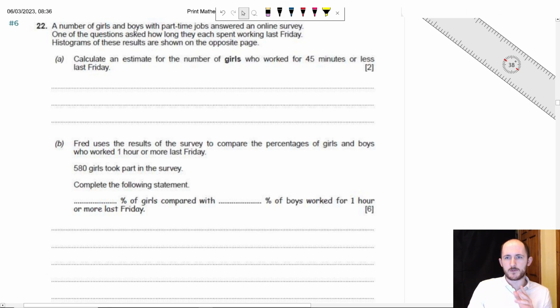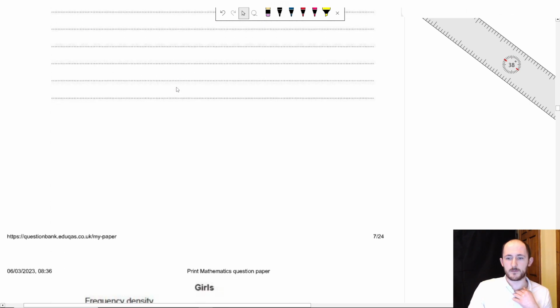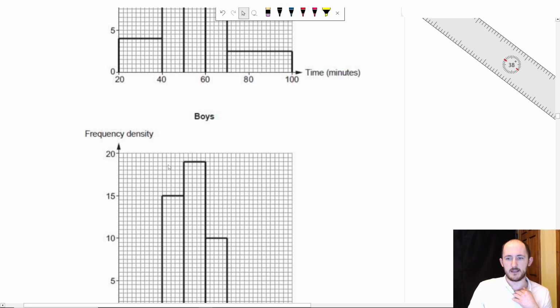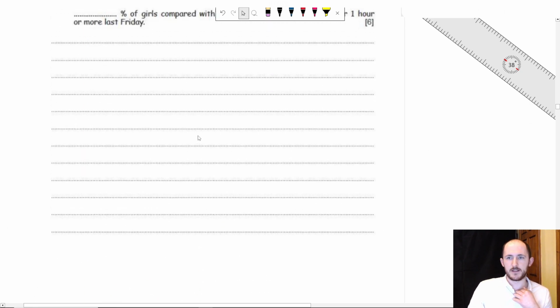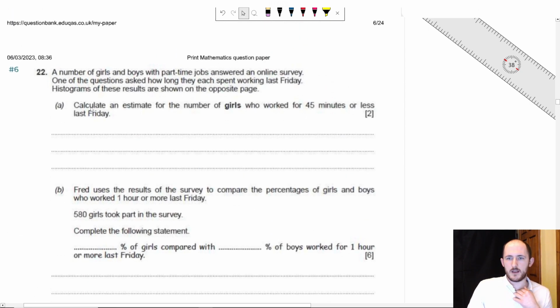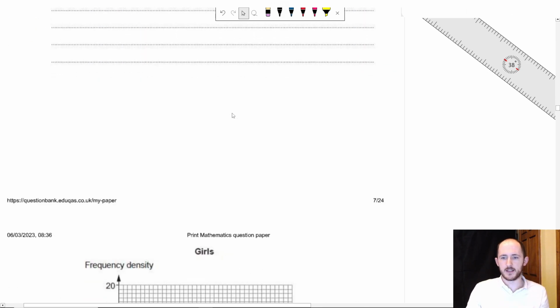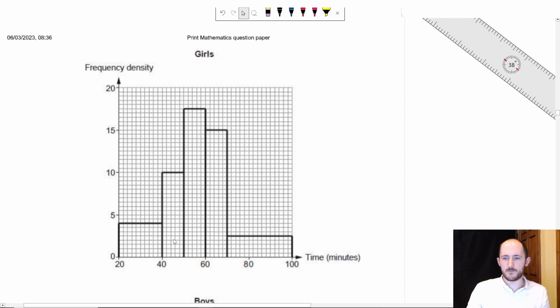Okay. A number of girls and boys with part-time jobs answered an online survey. One of the questions asked how long they each spent working last Friday. Histograms of these results are shown on the opposite page. So here's the histograms. Calculate an estimate for the number of girls who worked 45 minutes or less. So 45 minutes or less, let's try and remember that. So we've got girls, 45 minutes or less, and this is where things get a bit interesting.